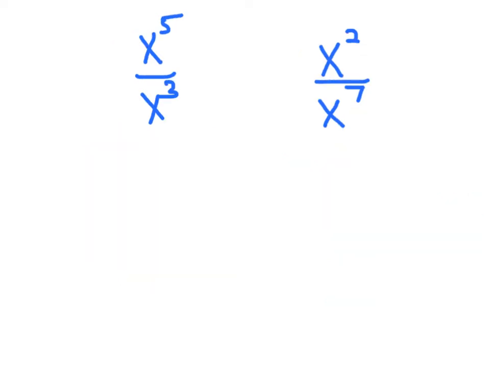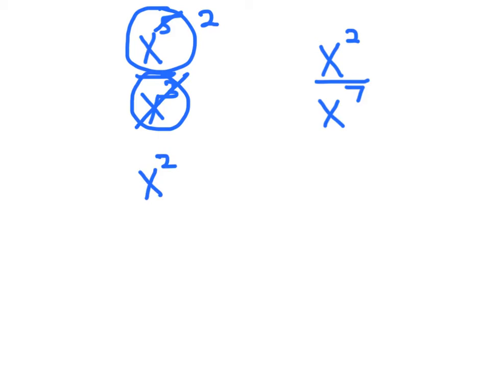But a faster way to do these problems: there's 5 x's on top, there's 3 x's on bottom, so there's more on the top. After 3 of them cancel, 3 of the 5 will cancel, so we'll be left with 2 on top, x squared. For the second one, all of these 2 cancel with 2 of the 7, so we're left with 5 of them on the bottom, 1 over x to the fifth. So the question is, where are there more? Are there more on the top or the bottom? And then how much more?